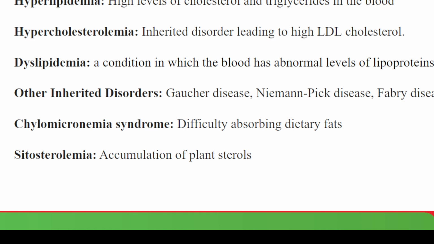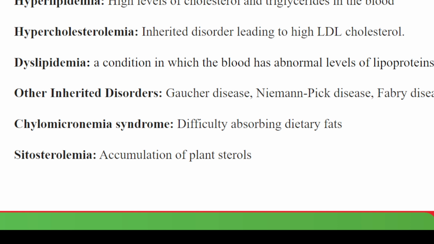We have hypercholesterolemia. This word hyper here just means higher. Lipidemia means you have a lot of those lipids, which are the cholesterols and triglycerides in your body. Hypercholesterolemia is an inherited disorder that leads to high low density lipoproteins, meaning you inherit this disease in a way that your body tends to have high levels of low density lipoproteins or cholesterol at all times.